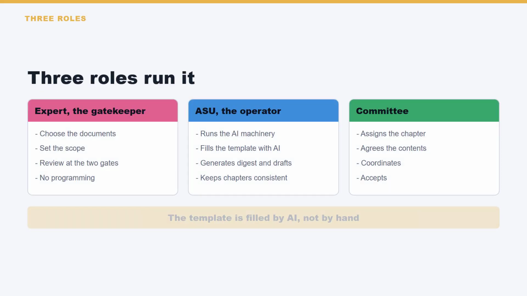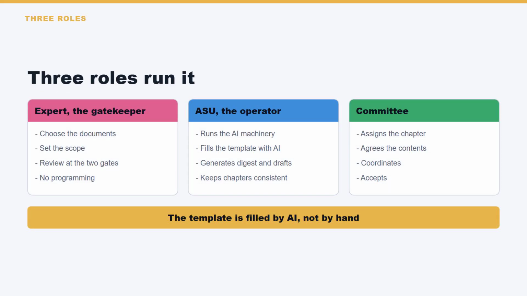The expert is the gatekeeper. You choose the documents, set the scope, and review the result. ASU runs the AI machinery behind the scenes. The committee assigns the chapter and accepts it. One rule matters most: the prompts are filled by AI, never by hand.